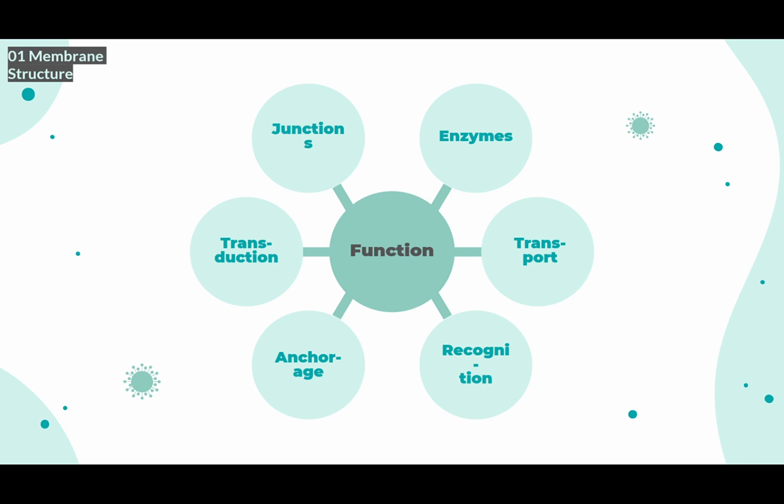Then we also have transport as a function of membrane proteins, because of facilitated diffusion and active transport. There's recognition, which functions as markers for cellular identification or cell-to-cell recognition. There's also a process called anchorage, which, as I already said, provides attachment points for the cytoskeleton and extracellular matrix. Lastly, we have transduction, which functions as receptors for peptide hormones. So as you can see, membrane proteins have various different functions in and of themselves, and are therefore integral for the cell membrane.